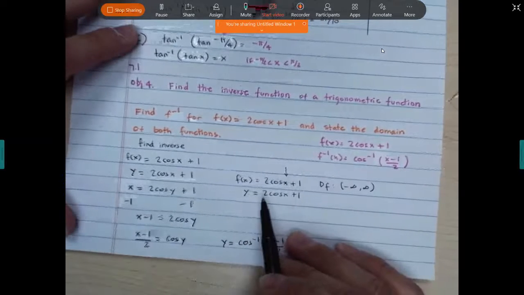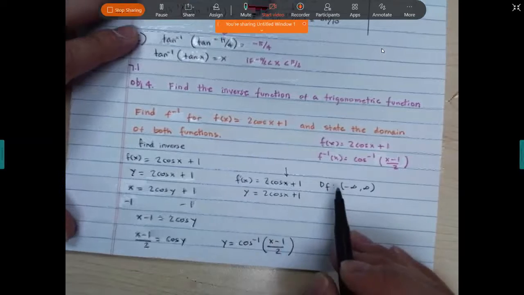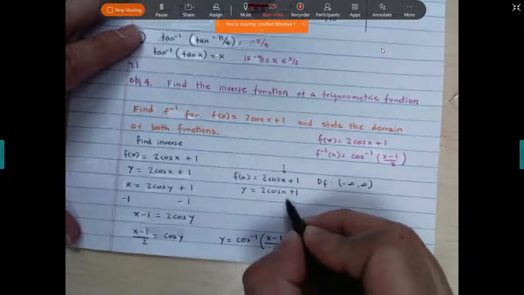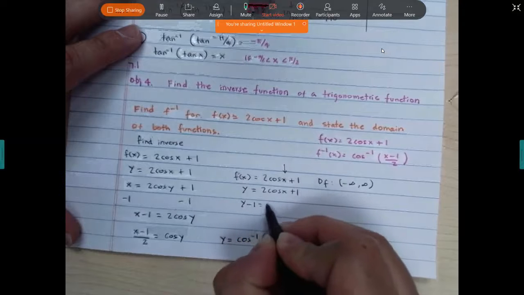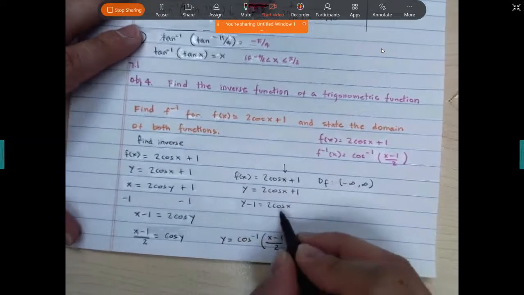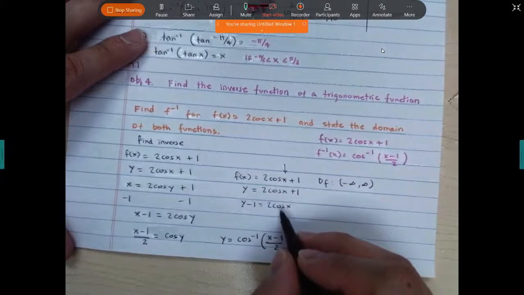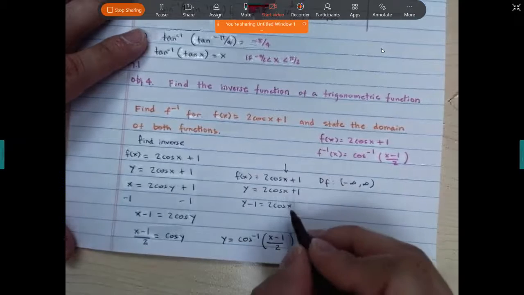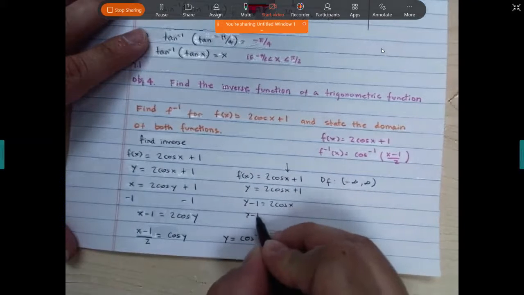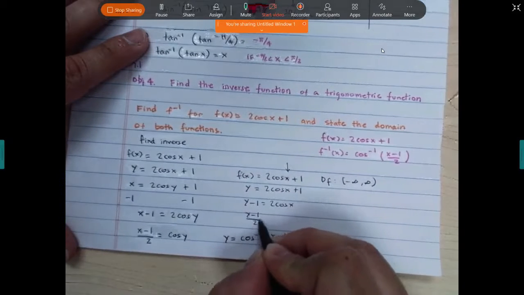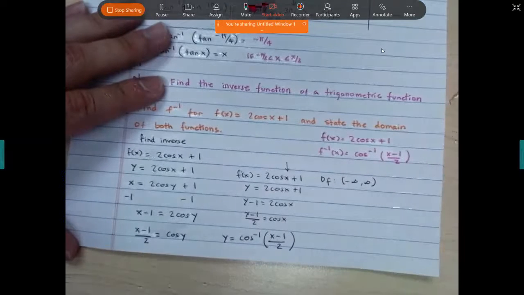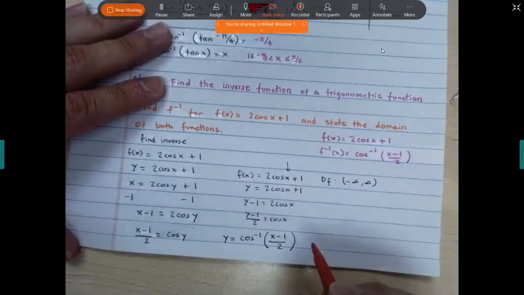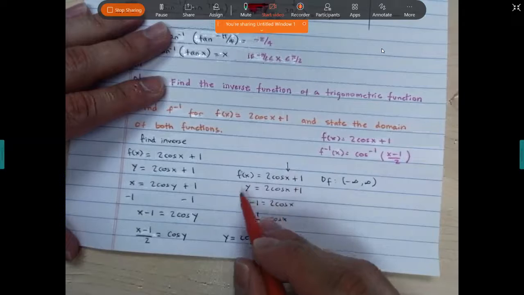So I would also like to find the range of f. To find the range, I am going to solve for the cosine of x, and you'll see why in a minute. y minus 1 divided by 2 is equal to the cosine of x. Again, I am trying to find the range of f.